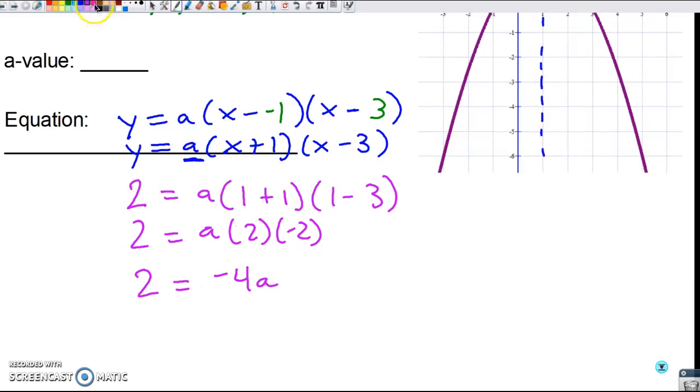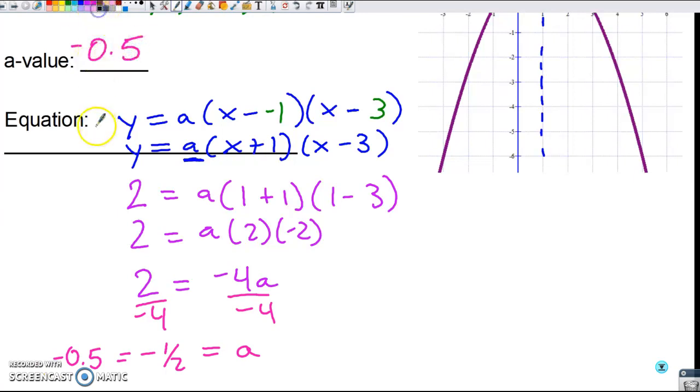Don't skip any steps here because a lot of people make mistakes. They divide by the wrong number, or when they divide, they get the wrong answer. My answer for a in this equation is going to be -1/2, in other words, -0.5. Now, I'll write that up here, -0.5.